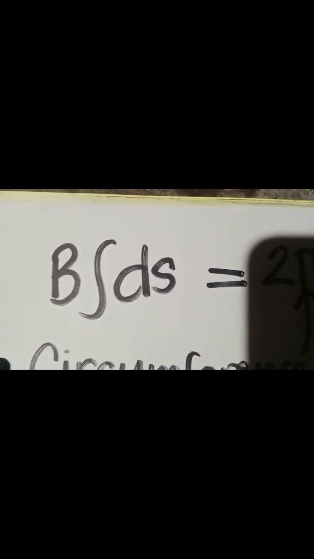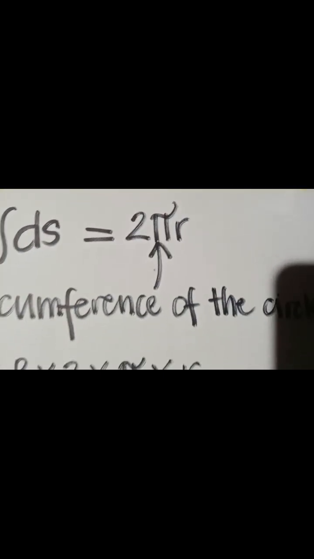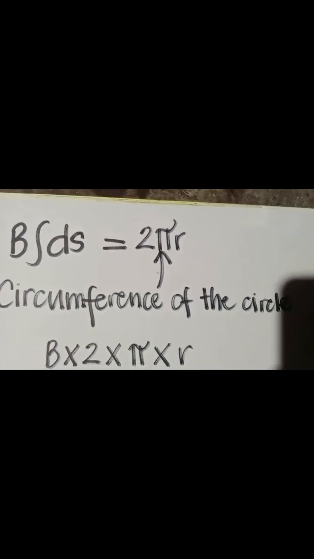Notice that every part of the circle is equal in distance, so it means that B, or the magnetic field, is constant. So since it is constant, it can be placed in front of the integral. Here, all we need to do is figure out the integral of all points along the circle, which is equal to the circumference of the circle.